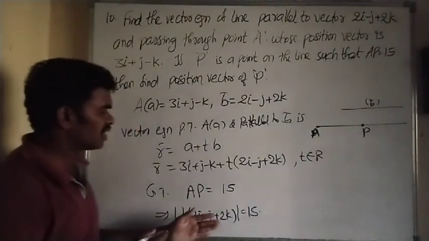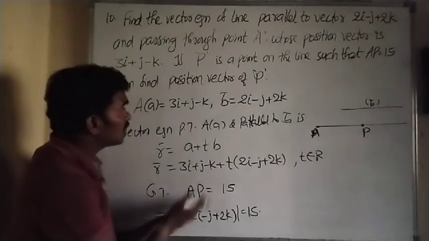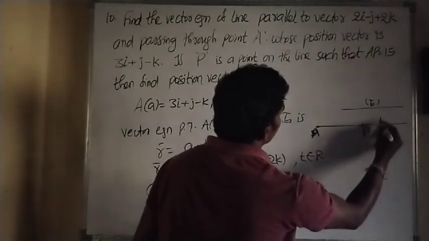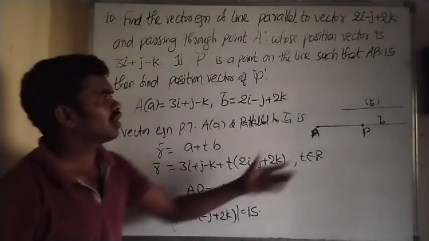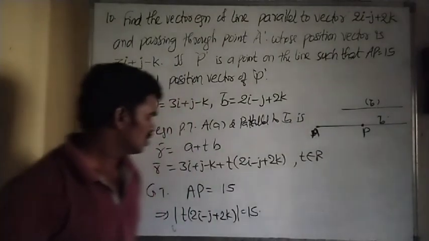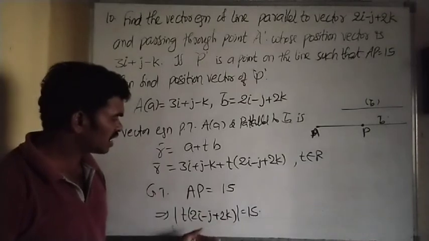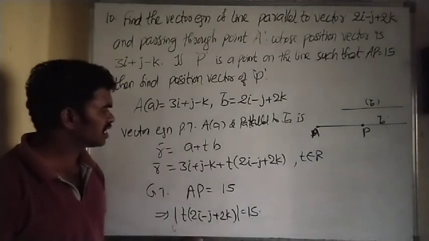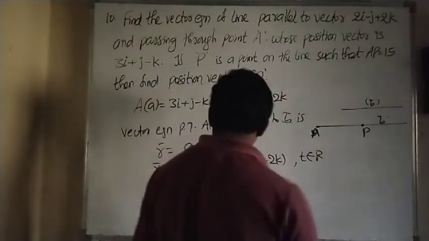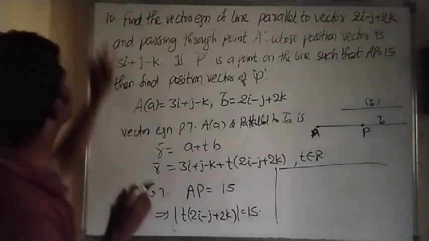Here we have to understand that the point is parallel to this vector. Parallel means AP can be treated as lying on B bar, so AP is t into B. Simplify this and we can get the t value. After getting the t value, substitute in this equation and we can get the answer.